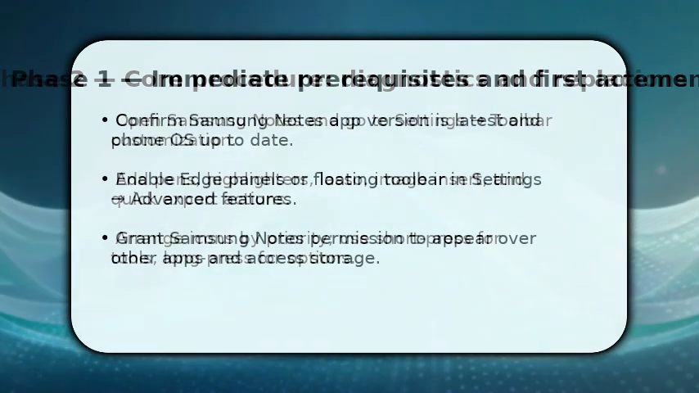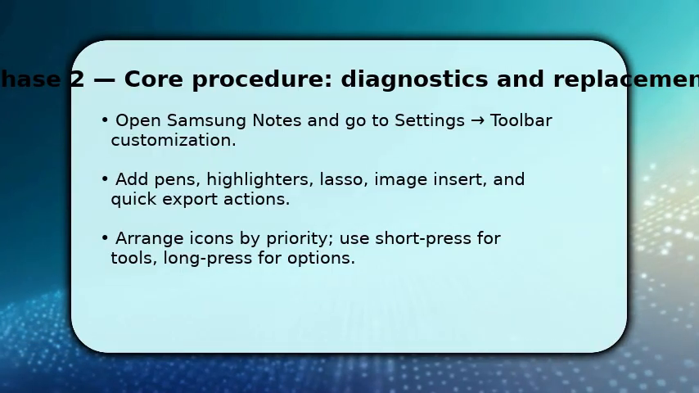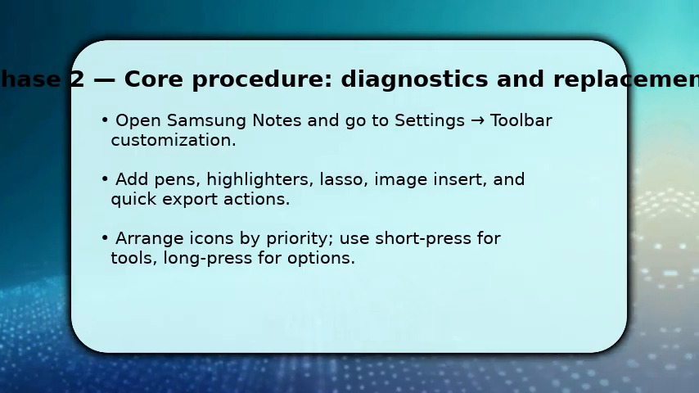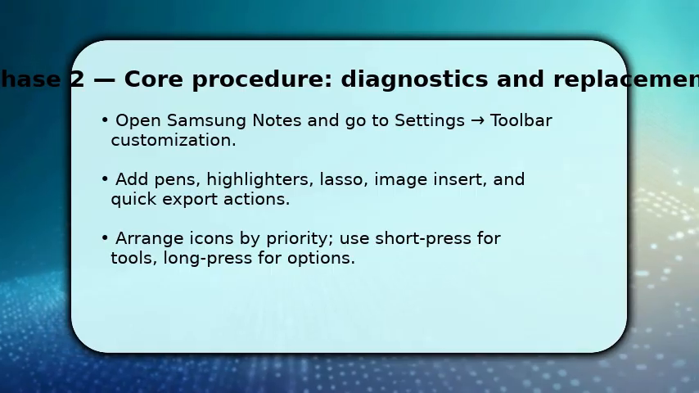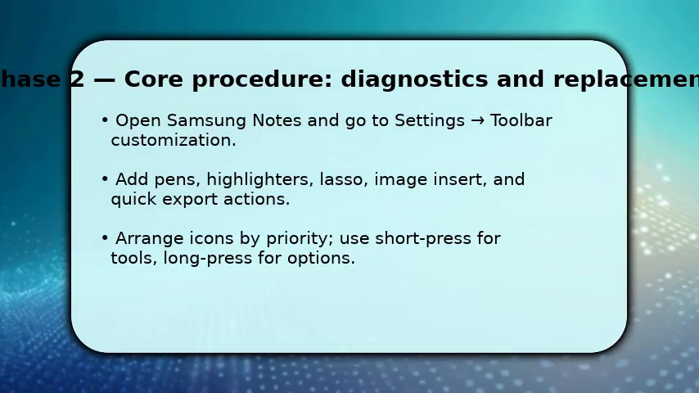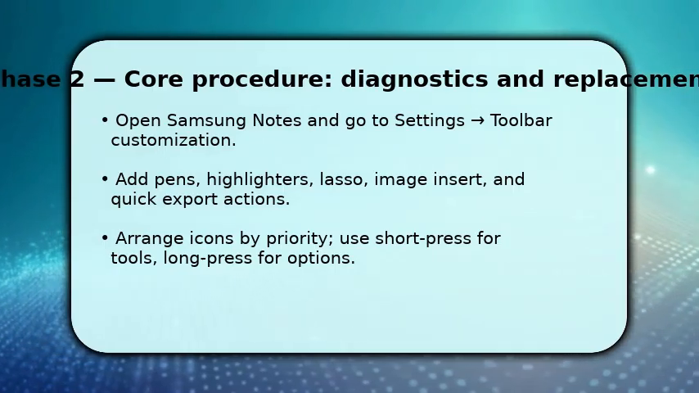Now configure the toolbar inside Samsung Notes so it fits how you work. You add and order tools, pens, highlighters, lasso, image insert, and a quick export button so high-use items sit nearest the thumb. Make sure short presses select tools and long presses open size or color adjustments. That cuts taps in half during flow.